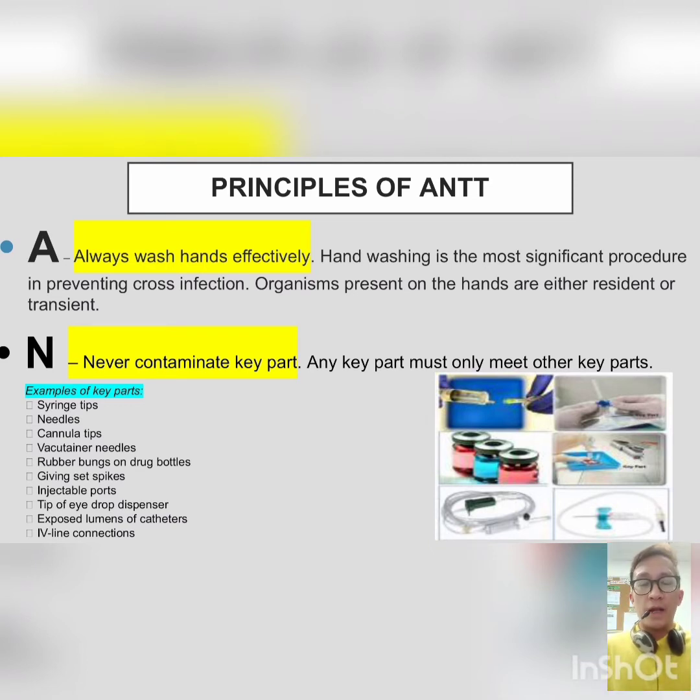Other principle of our ANTT is never contaminate key parts. Any key part must only meet other key parts. Now, what are the examples of our key parts? Let's say, for example, your syringe tips. The syringe tip should only meet the needle. Okay, those are key parts. Other key parts are your cannula tips, your vacutainer needles, rubber bungs on drug bottles, giving set spikes, injectable ports, tip of eye drop dispenser, exposed lumens of catheters, and IV line connections. Those are your key parts that you should never contaminate, keeping them clean or sterile as much as possible.